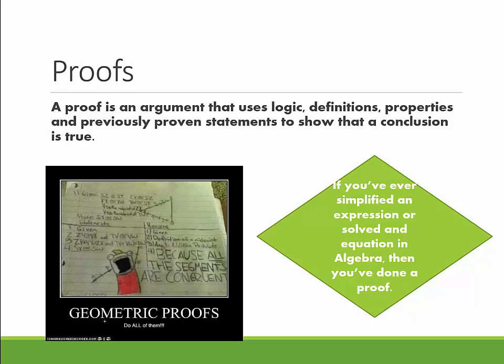If you've ever simplified an expression or solved an equation in algebra, then you've done a proof. We used logic, definitions, properties to show that we can get like x equals 3. But now we're going to justify why. And today we're going to start off with algebraic stuff because it's something we're comfortable with, where geometry, we haven't really learned enough geometry to prove anything yet.